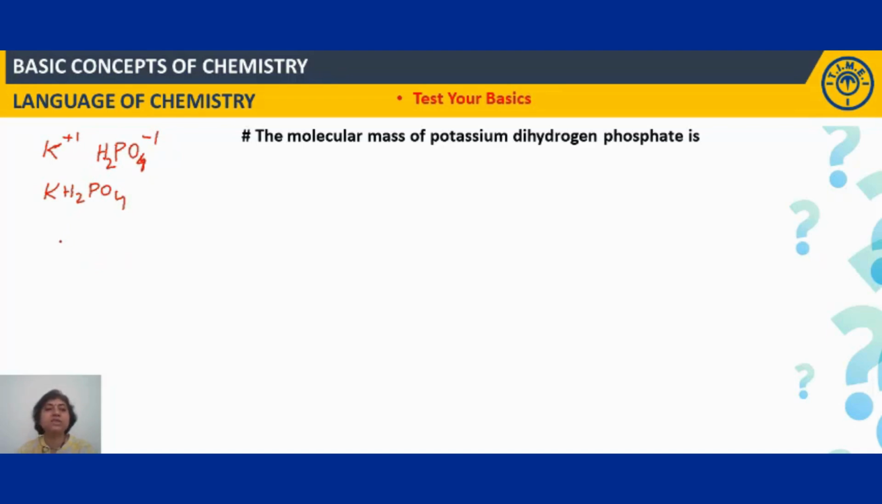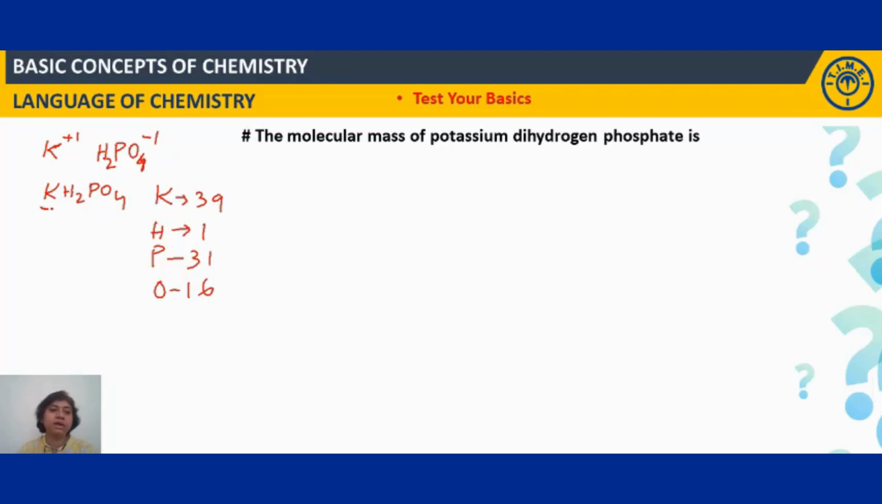For molecular mass you need to know the atomic masses. Atomic mass I will write, molecular mass you will calculate. Note down, potassium atomic mass is 39, hydrogen is 1, phosphorus is 31, oxygen is 16. Now you will work out. Just first you do it, then I am telling you the points where you have to be careful.